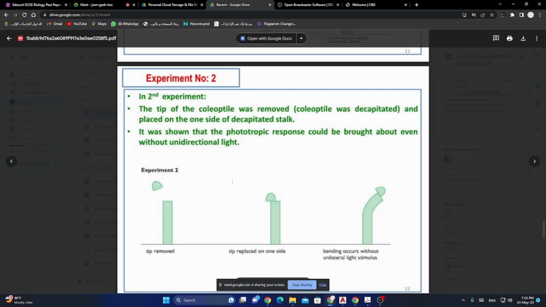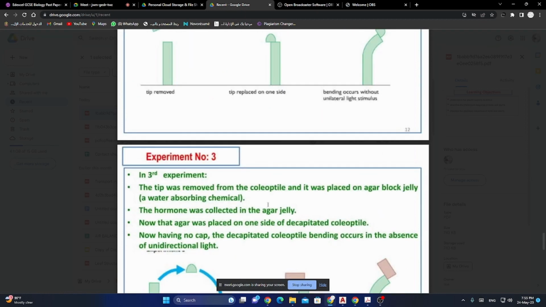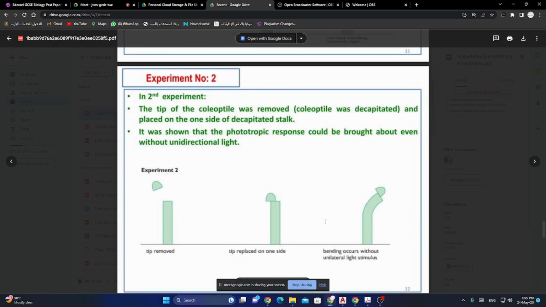So, what is happening here in this case? Before we go to the slides downwards, do you know what is happening in this case? Can you guess what's happening?